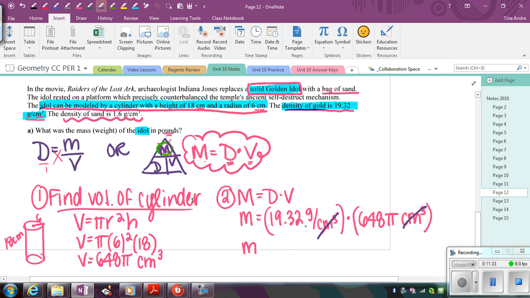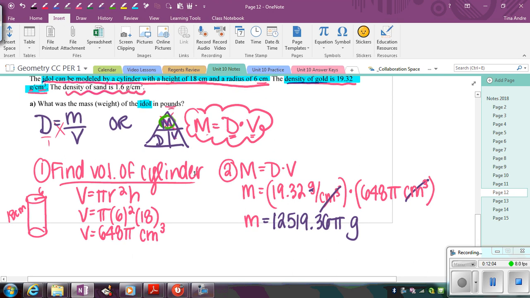I'm not going to put pi in my calculator because, again, I want to leave this as accurate as possible to the very end. So 19.32 times the 648 is what I'm entering, and I end up with 12,519.36 pi. And again, this is going to be in grams because of that unit right there. So my cubic centimeters canceled. So now I have to worry about this conversion.